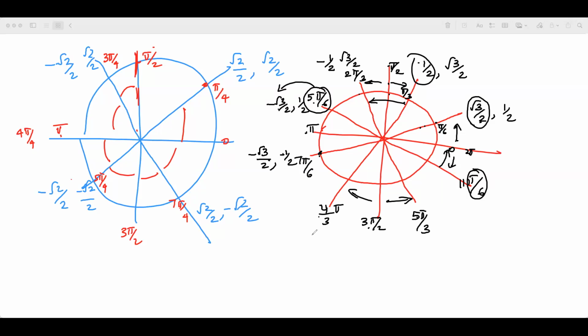Again the next one, what happens? Minus 1 by 2 comma minus root 3 by 2. Again it is going to switch, right? 1 by 2 comma root 3 by 2. The last one is root 3 by 2. Again here guys, y-axis is negative. Root 3 by 2 comma minus 1 by 2. Any questions?